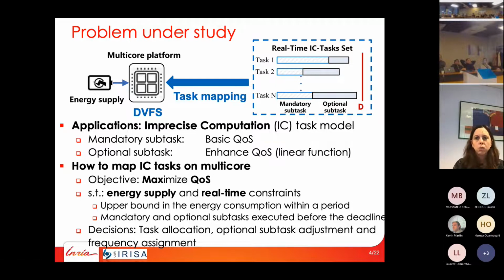Regarding the task allocation, this is to decide which core will execute which task. The optional subtask adjustment is to decide how many execution cycles we will allow for the optional subtask. And last, the frequency assignment is to decide with which frequency we will execute finally our task.